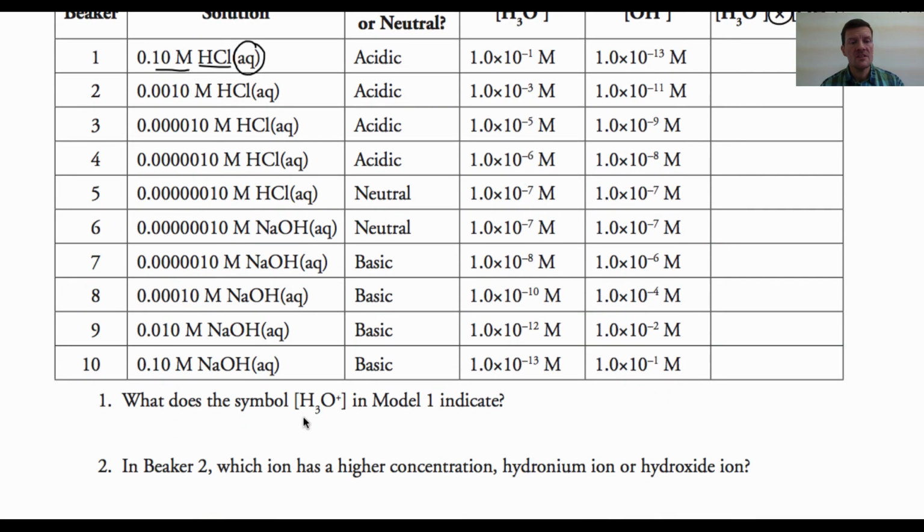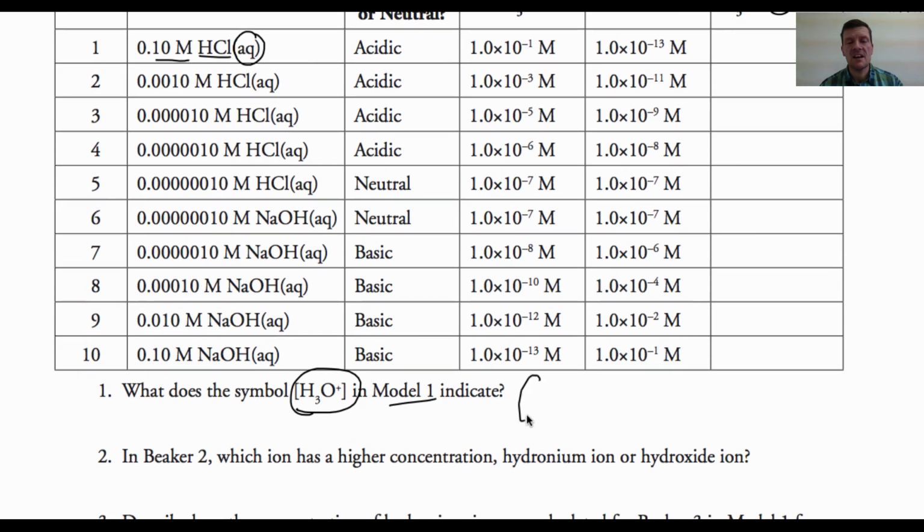All right. What does the symbol open bracket, H3O+, close bracket in Model 1 indicate? It is the concentration of the hydronium ion.